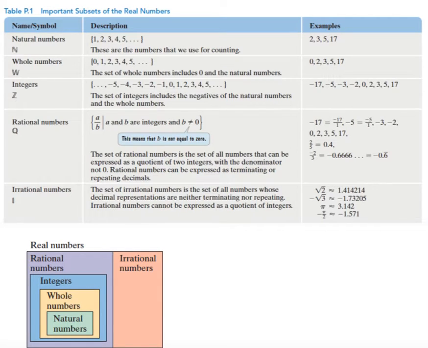Next thing is the subsets of real numbers. You can just go ahead and pause and read those. Those should be a quick review for you.